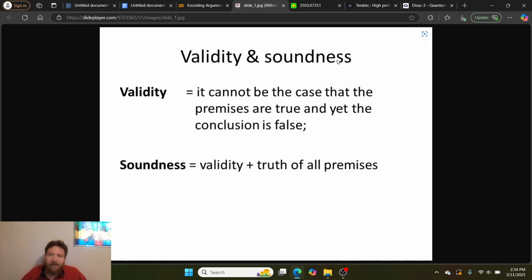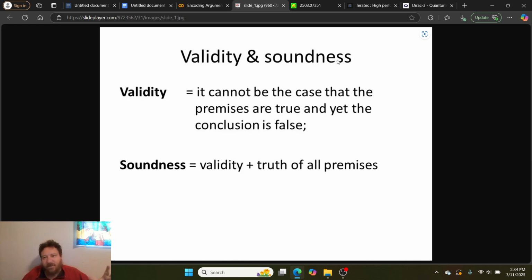So, starting off with formal logic as a whole, formal logic deals very simplistically with this concept of validity and soundness, and that's all. The essence of it can boil down to this, and then it gets a bajillion times more complex than this, right? But so, validity and soundness. Validity is straightforward. Validity equals it cannot be the case that the premises are true and yet the conclusion is false.